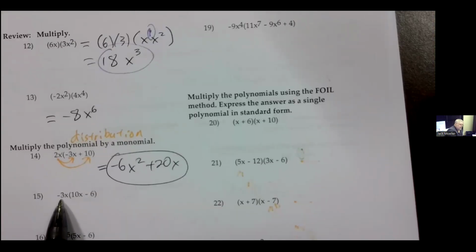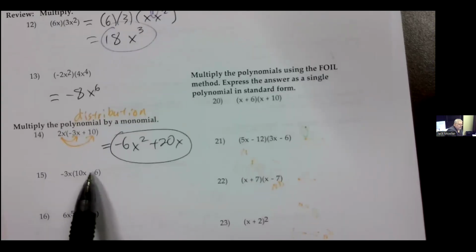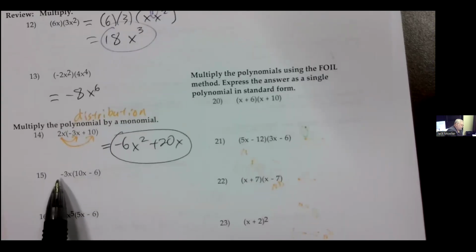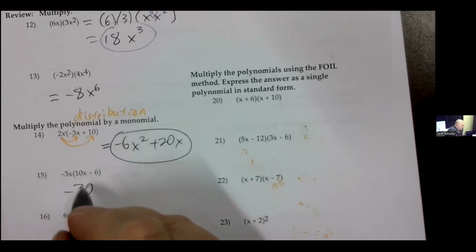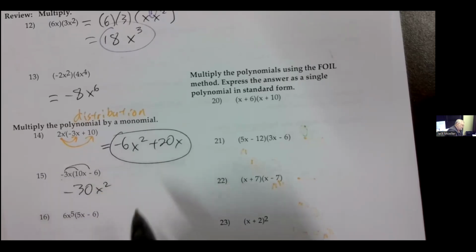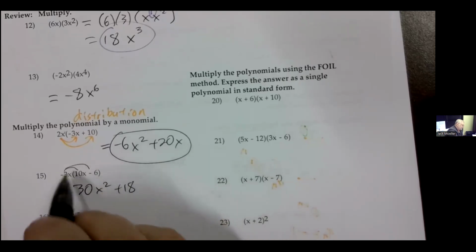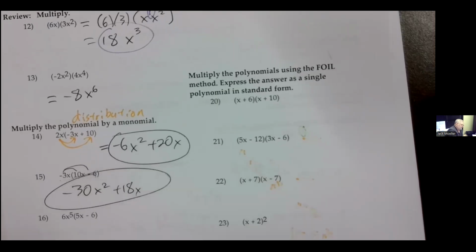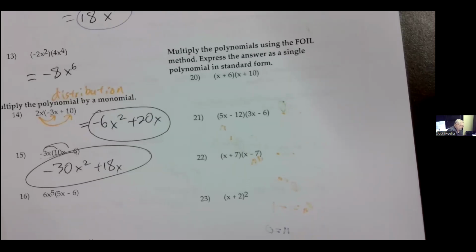The biggest thing with negatives is make sure to distribute the negative to both of them. So you're going to get a minus 3 times positive 10, which is a minus 30. And the next times x squared. And then minus 3 times minus 6 is a plus 18. And then x.